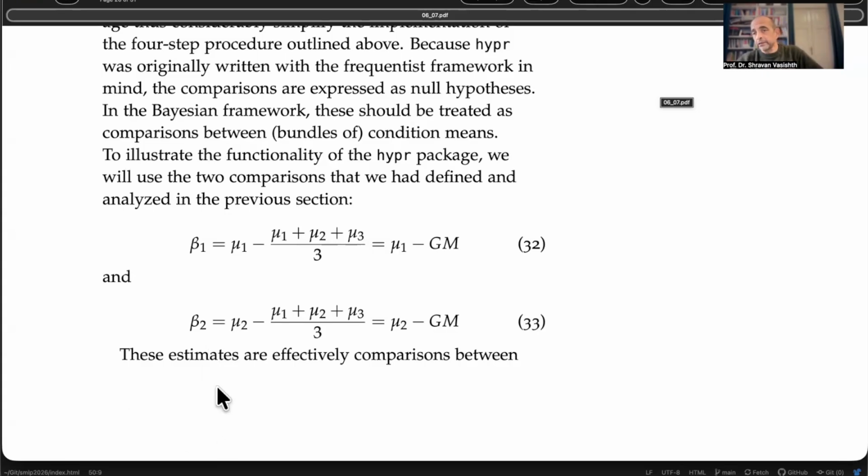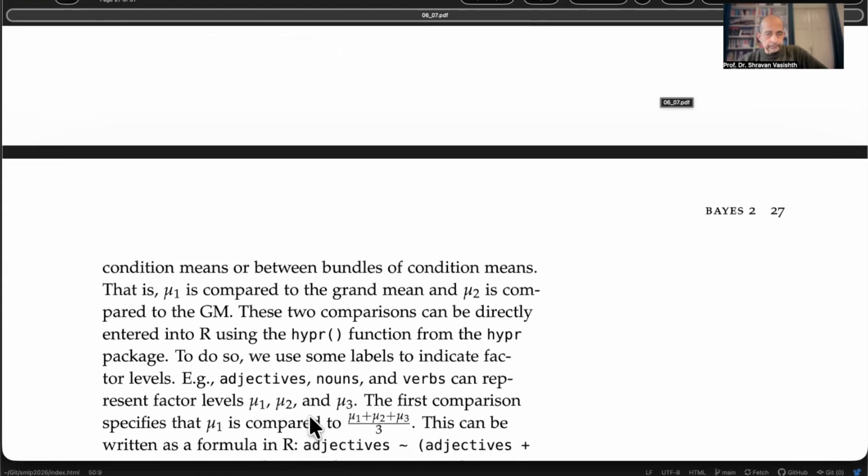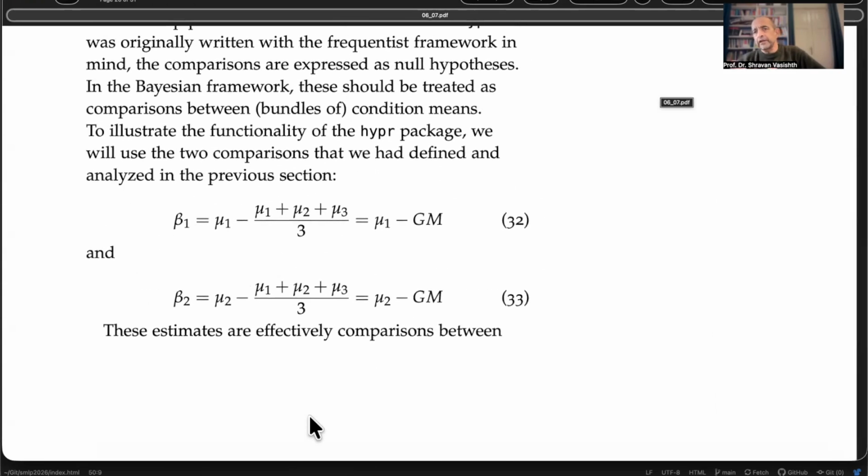Another one could be, so these are just examples, that the mean of the second condition is different from the grand mean. So the null hypothesis would be that the mean of the second condition is the same as the grand mean. So I've just written those things out now for the 3 conditions here, right? So basically, whenever you do comparisons or hypothesis tests, you're always comparing one condition or a bundle of conditions against a bundle of other conditions, right? And so this is an example of that.